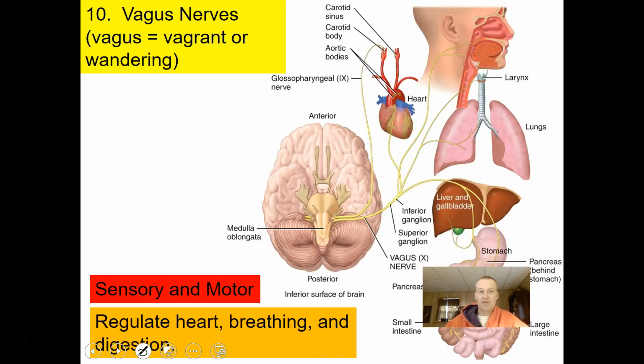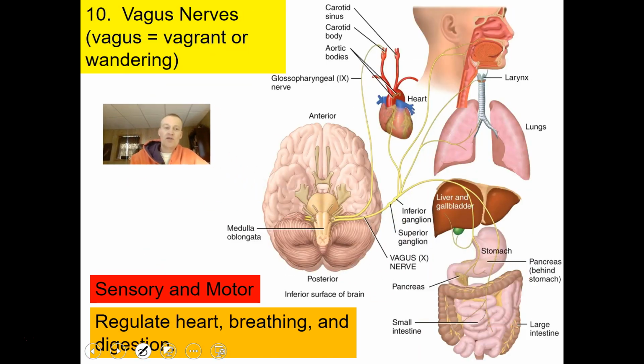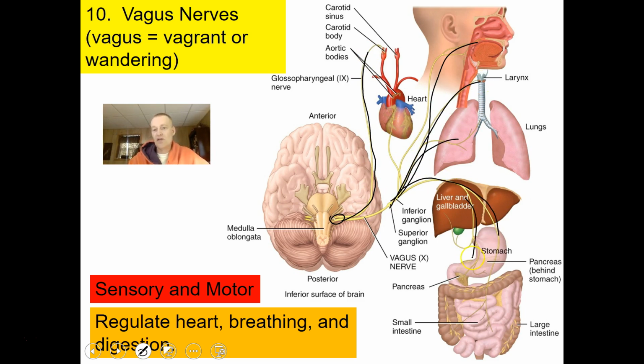Let's go to cranial nerve number 10. This is called the vagus nerve. Vagus means vagrant or wandering. And this nerve, once it comes out, it's going to wander all around. It's going to go to your heart, to the back of your throat. It's going to go to your lungs, larynx, digestive organs.